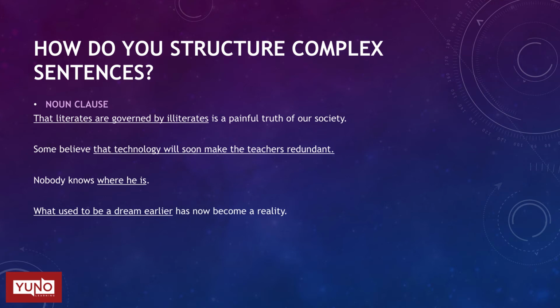Now this has got two dependent clauses, the example that I gave. It is a matter of concern that many students are not able to understand what. Again we have another dependent clause, what a complex sentence is. Let's look at another example. Some believe that technology will soon make the teachers redundant. So some believe what? This answers the question what. Nobody knows what? Nobody knows where he is.